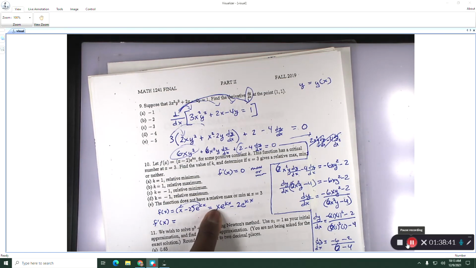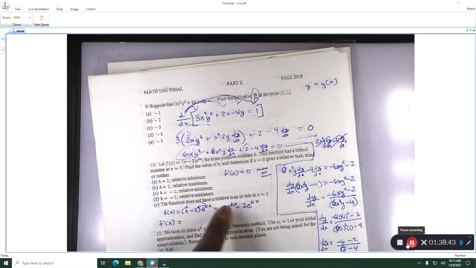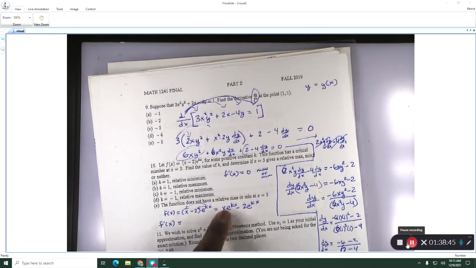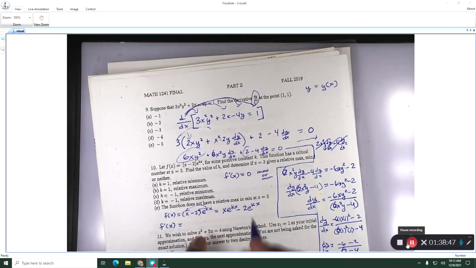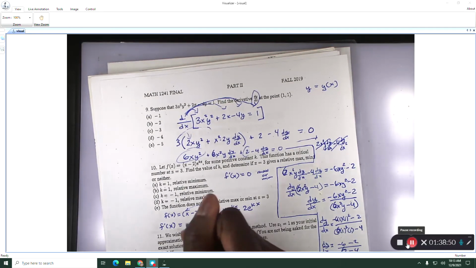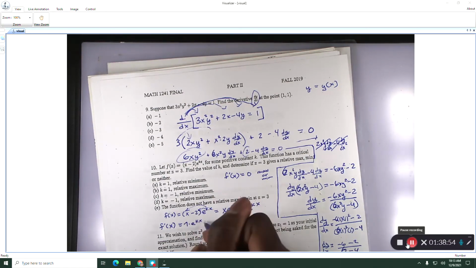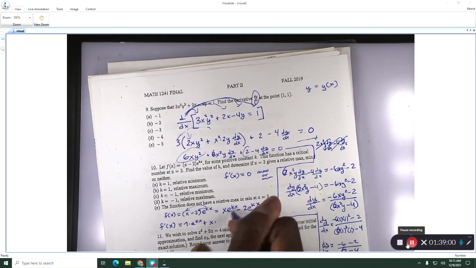I'm going to have to use the product rule. It's not a constant. It's considered a function. So the derivative of x is 1, times e to the kx, plus x times the derivative of the second part, e to the kx, that's just going to be k times e to the kx.